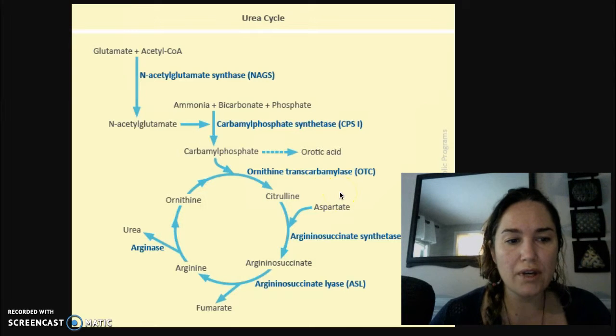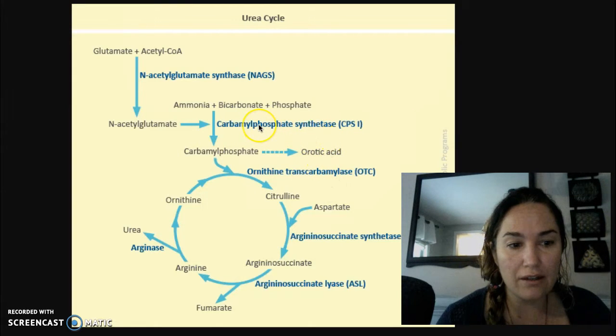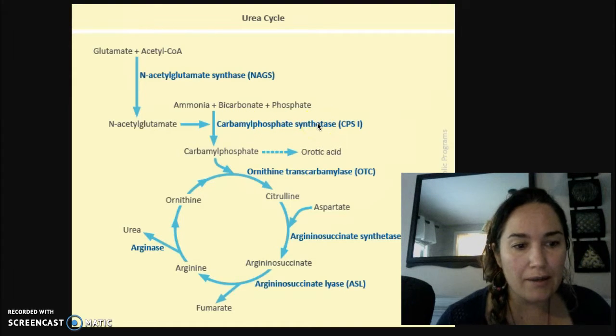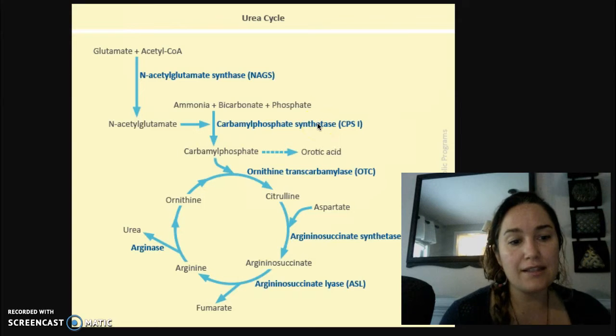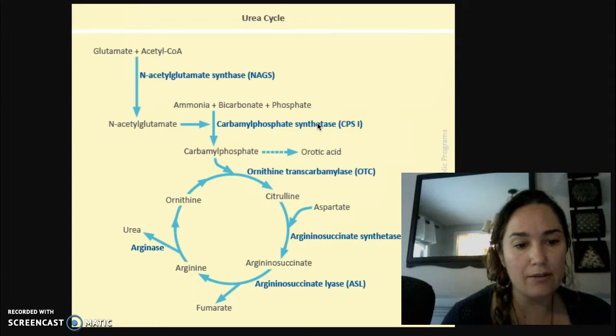And then to address the question of the enzyme least likely to be impaired, the enzyme least likely to be impaired could possibly be carbamyl phosphate synthase, which is shown right here. So this enzyme assists in the initial step of the urea cycle process, which probably wouldn't result in the levels that we did observe.